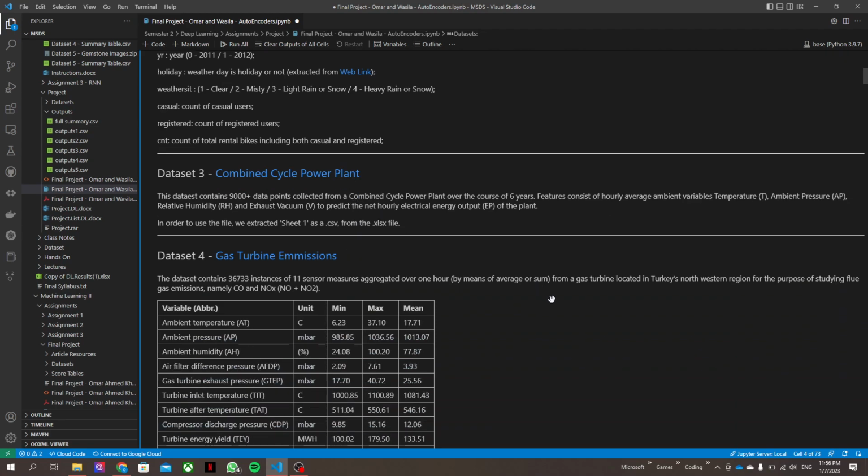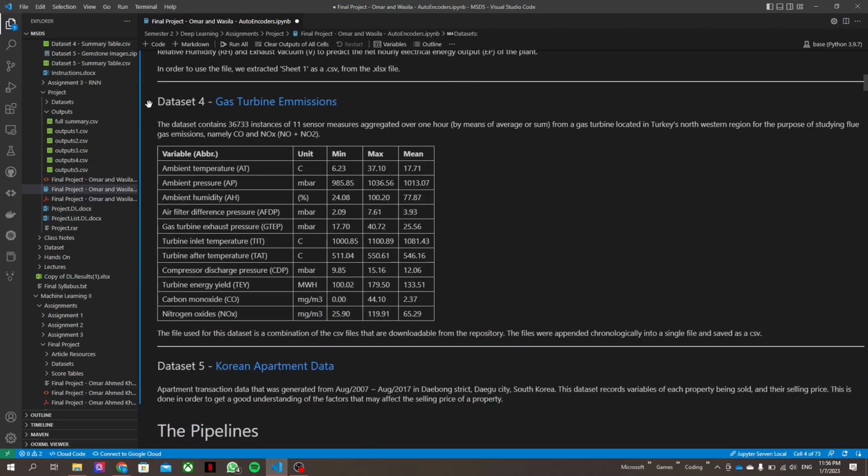This data set had 9,000 plus data points, and it was a data set of around five features, four of which were your x-axis. Those are the temperature, ambient pressure, relative humidity, and exhaust vacuum. These four were used to assess what the net hourly electrical energy output of the plant would be. The fourth data set that we used was gas turbine emissions.